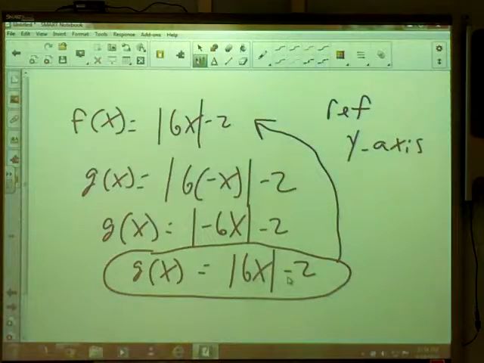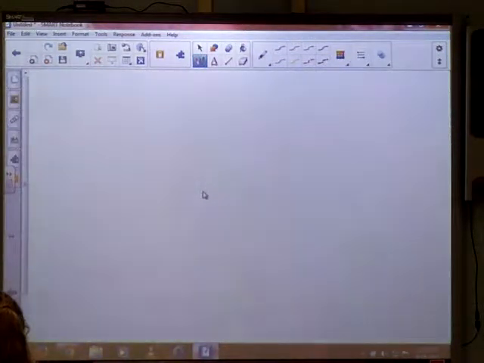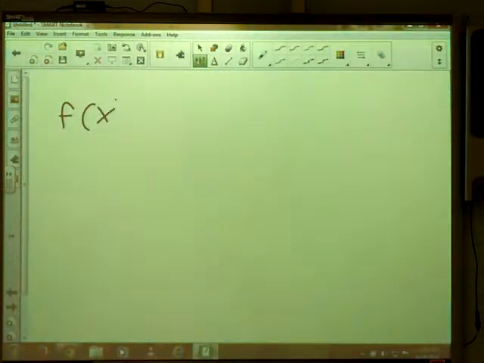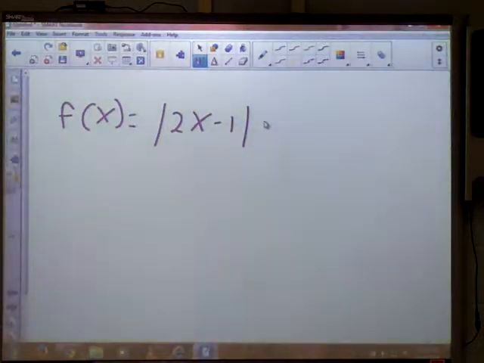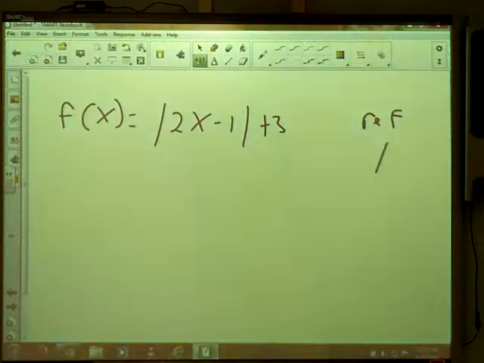Let's do another reflection before we move on. Let's say I've got f of x equals the absolute value of 2x minus 1, plus 3. And we're going to reflect that in the y-axis again.